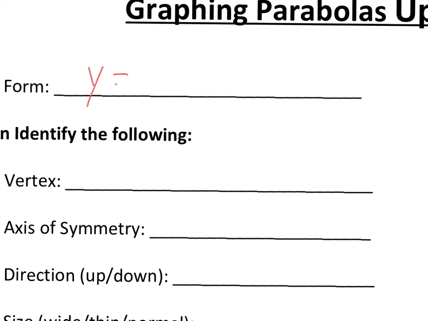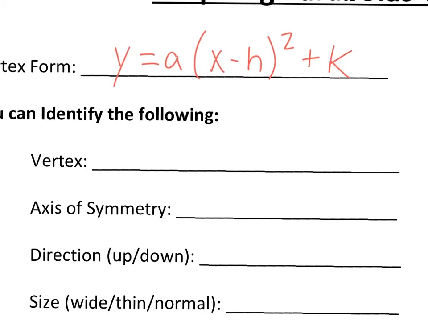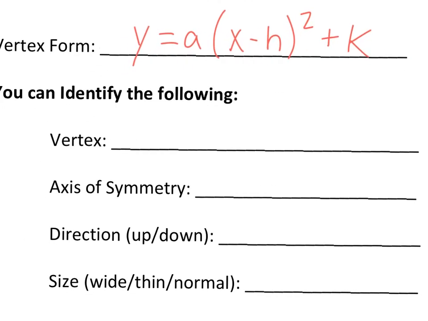That's y equals a(x minus h) squared plus k. Okay, the vertex is represented, and this is in vertex form. The reason it's in vertex form is because it actually gives you the vertex. The vertex is simply (h, k). So whatever is here and whatever is here is actually the vertex of the parabola.